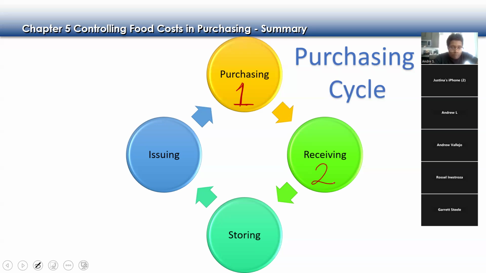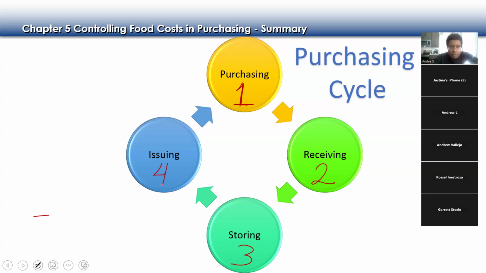So it's going to be received. So I'm going to call my order in, and then I'm going to receive it at my place of business. Then I'm going to store it. I'm going to put it all away, put it in the pantry, put it in the refrigerator, the freezer, wherever. And then the last stage is issuing, meaning I'm going to take all those ingredients out of my inventory and I'm going to actually use it in production for food.